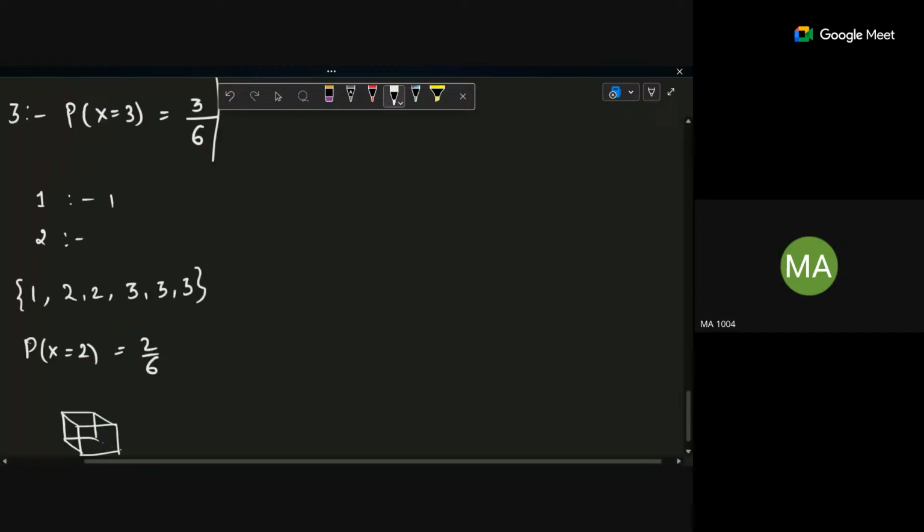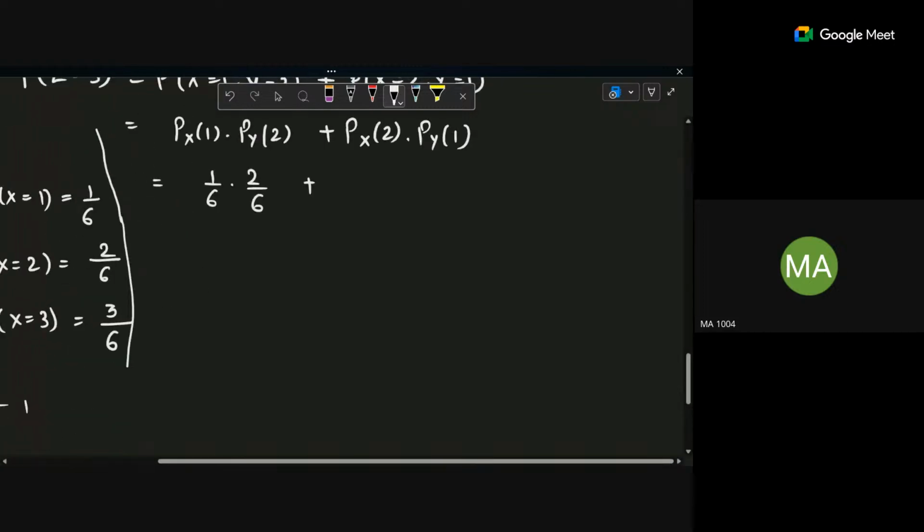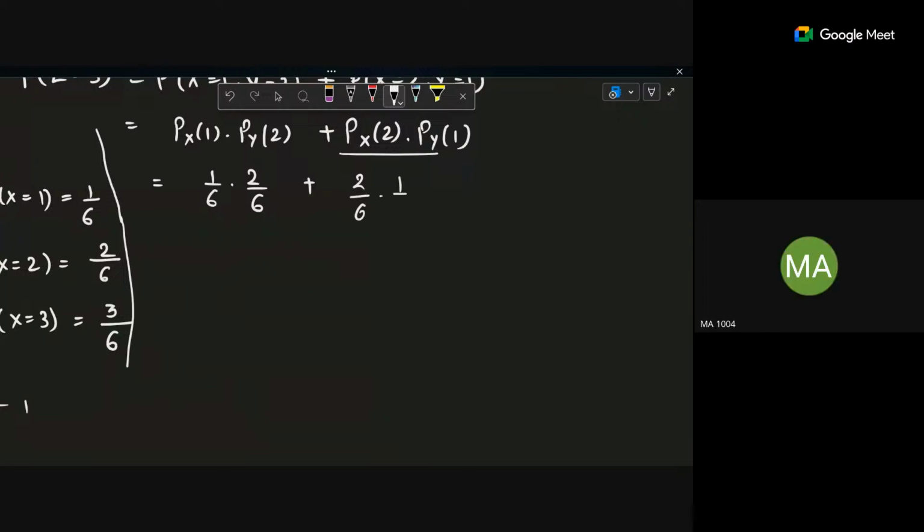So let's come back to the question. The probability that X takes 2, and what will be the probability here? 2 by 6 into 1 by 6, that is 4 by 36, which is 1 by 9. Okay, 1 by 9.